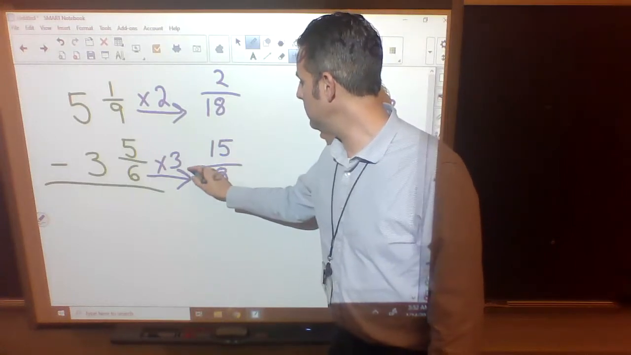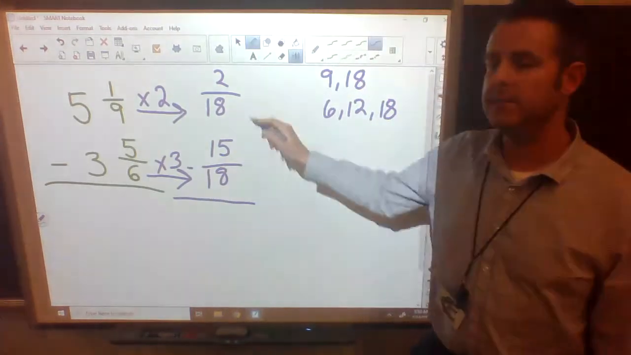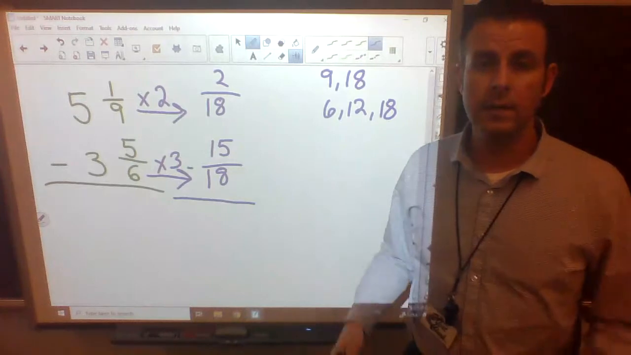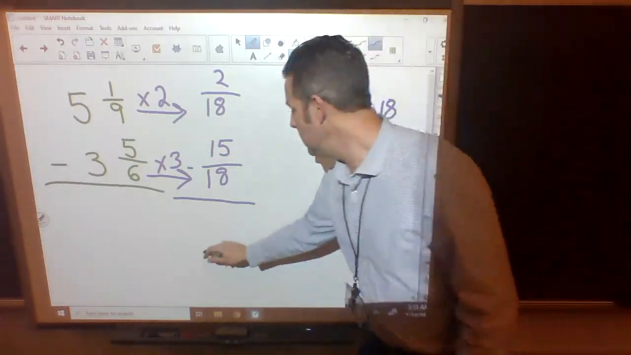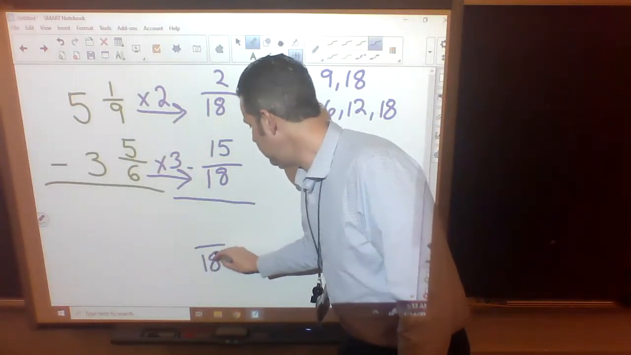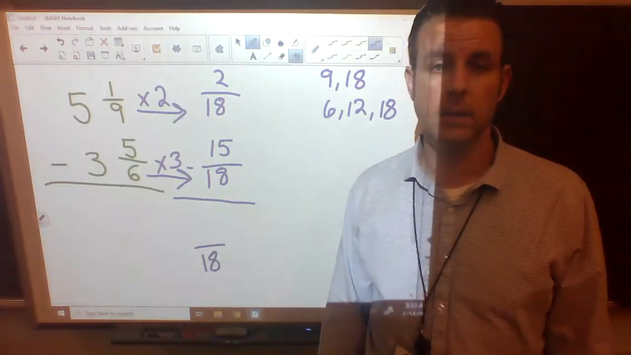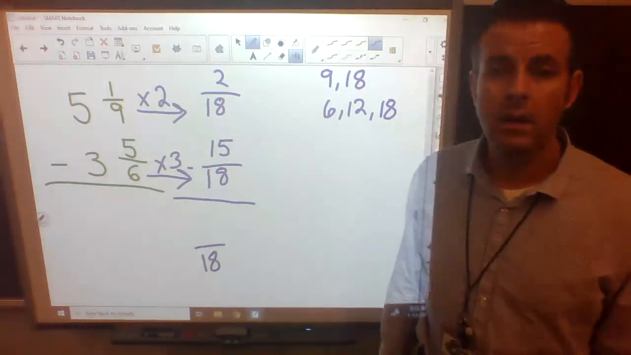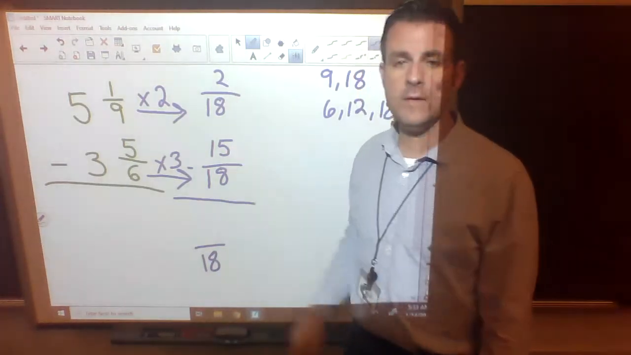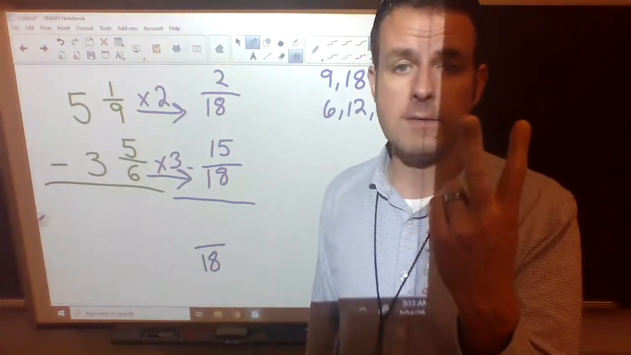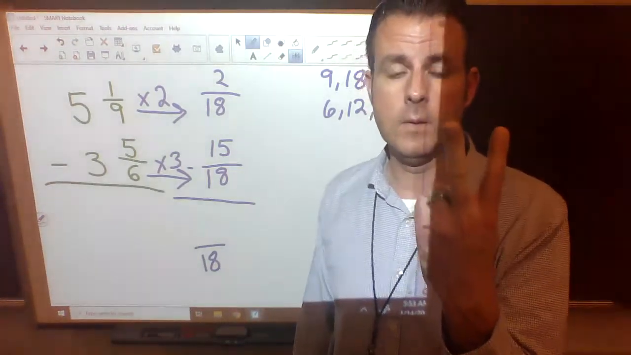Now we are ready to subtract because we have 18s and 18s. We're ready to subtract. If we have 18s minus 18s, our answer is still going to be 18s. Now we do the top number. We have 2 pieces minus 15 pieces. If I have only 2 pieces, I can't get rid of 15 of them. What do I have to do?